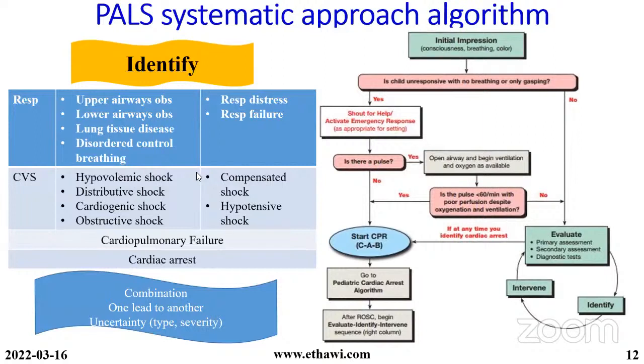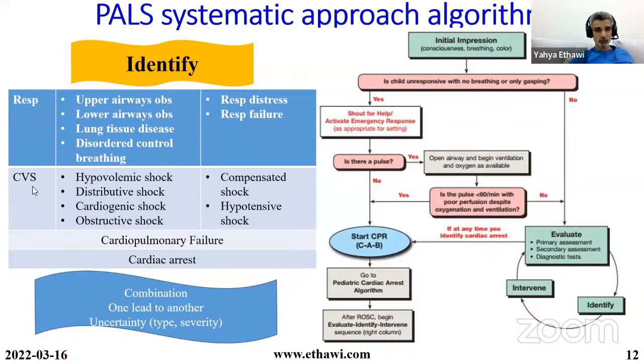Great. Thank you. When we identify, remember, these babies are breathing and not gasping and have a pulse rate. So what do you identify? You identify the respiratory, cardiovascular, cardiopulmonary failure, or cardiac arrest. In respiratory, we need to know, is it upper airway? Is it lower airway? Is it lung tissue disease? Or is it disordered controlled breathing?